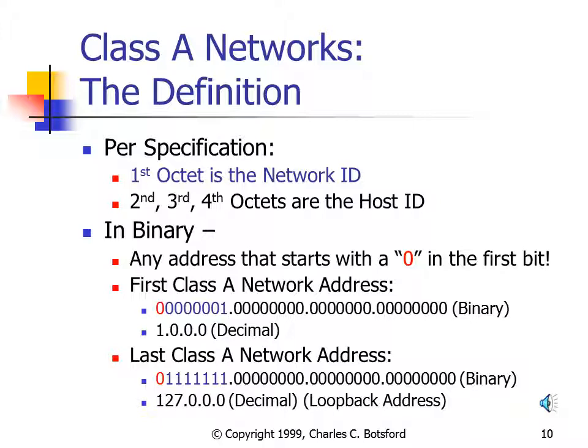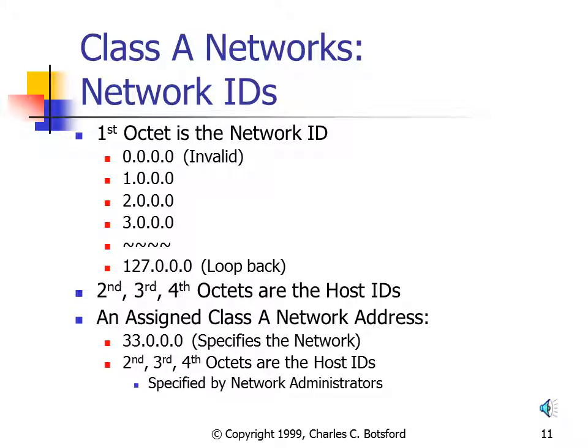So a Class A network could be any network starting with the decimal number 1 and going all the way to 127. When looking at the possible network IDs for Class A networks, the first one would be 1.0.0.0, the second one 2.0.0.0, 3.0.0.0, and so forth until you got up to the last Class A network, 127.0.0.0. Now remember, that is a special loopback address that cannot be assigned to any network. In a Class A network, the first octet is the network ID, and then the second, third, and fourth octets, again, are the host IDs.